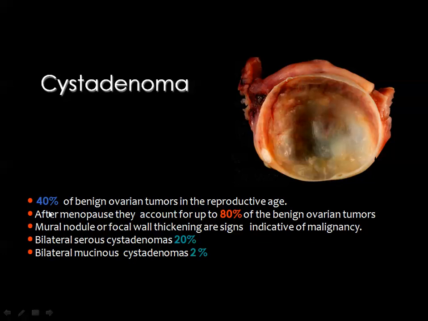And 40% of benign ovarian tumors are of this cystadenoma. And after menopause, they account for up to 80% of the benign ovarian neoplasms, while they represent 40% in the reproductive age. And the incidence of serous cystadenoma bilaterally is about 20%, while the mucinous cystadenoma bilaterally is about 2%.